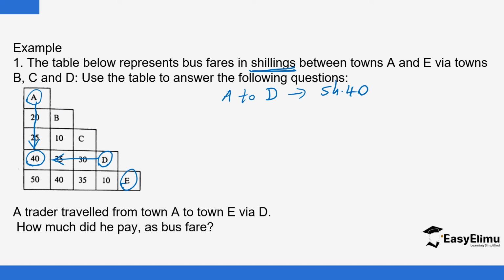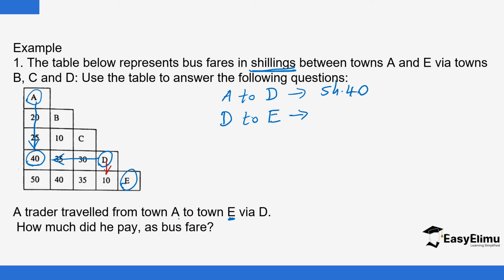Now, this person will continue from D to E because their final destination is E. From A to D, but they want to reach E, only that they passed by D just to attend to some activity. So let's see, D to E. How much are they charged? So again, we do the same thing.